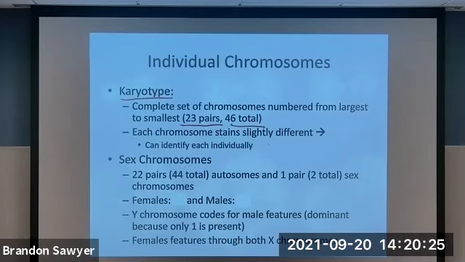So there's 22 pairs total of what are called autosomes, and then there's 1 pair total of sex chromosomes. So that gives you the 23. And most of you guys know this, females have the XX for the sex chromosomes, whereas males have the XY. The Y chromosome is what gives a lot of the male dominant features, because only one is present.